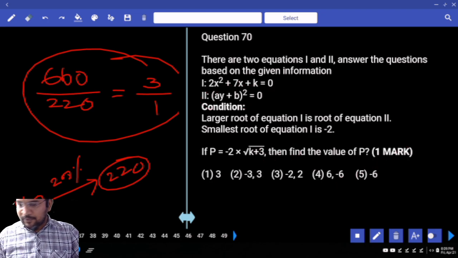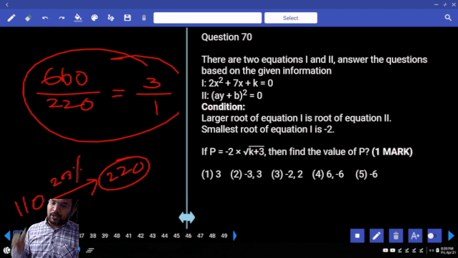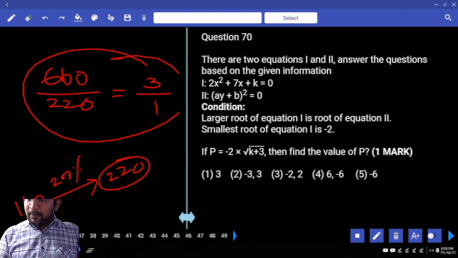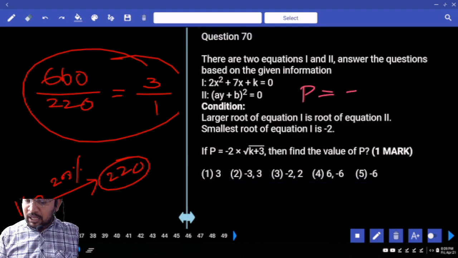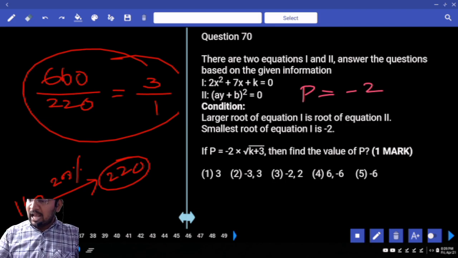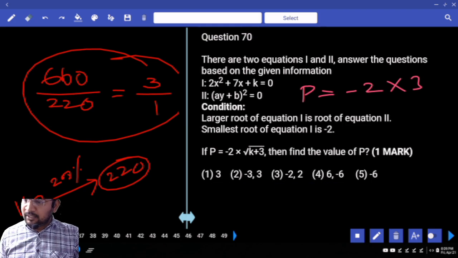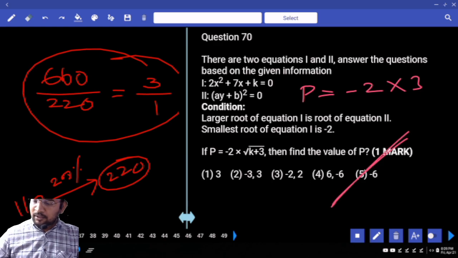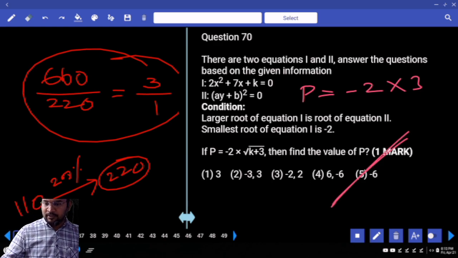Next. P is equal to minus 2 into under root of k plus 3. K is how much? 6. 6 plus 3 is 9, under root of 9 is 3. Minus 2 into 3. So your answer is minus 6. Thank you all of you.